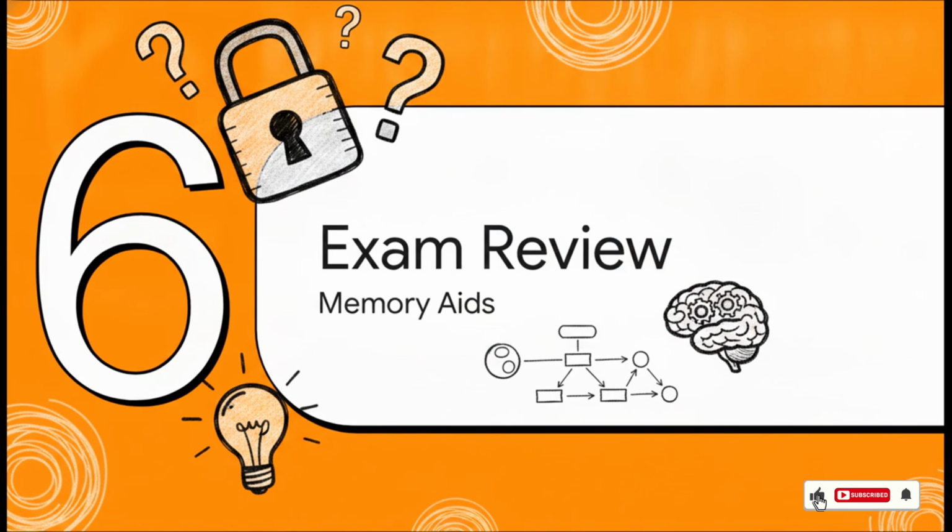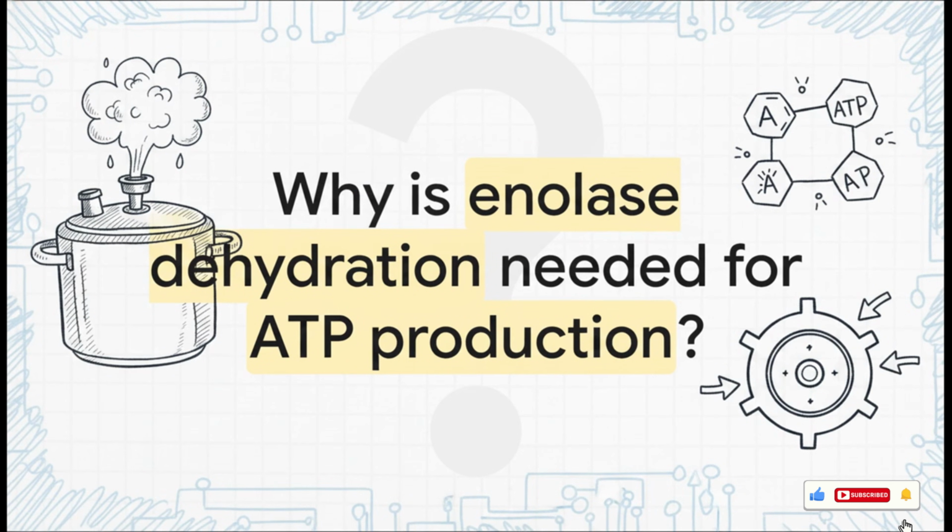All right, time for some exam review and memory aids. We've covered the mechanics, the clinical ties, and the regulation. Let's lock this knowledge in by tackling some high-yield exam questions you are practically guaranteed to see. First up, why is the dehydration step by enolase so absolutely necessary for the subsequent production of ATP? Think back to our pressure cooker metaphor for a second.